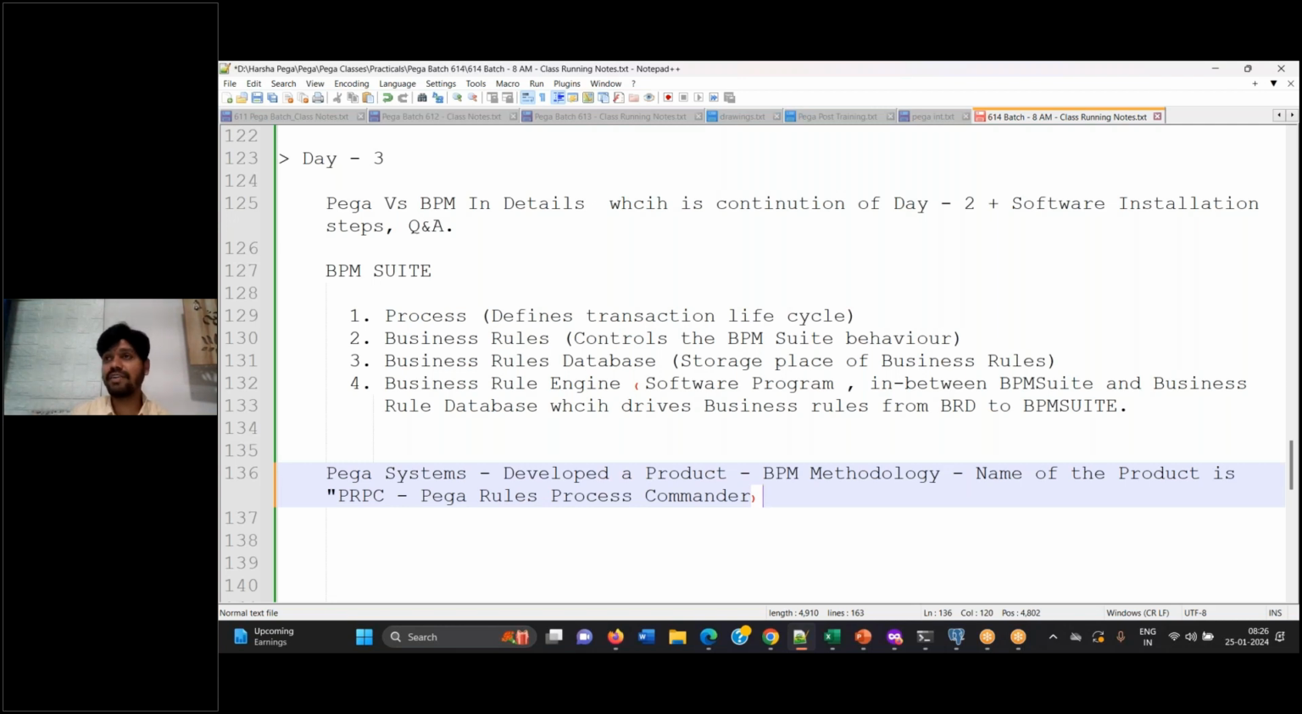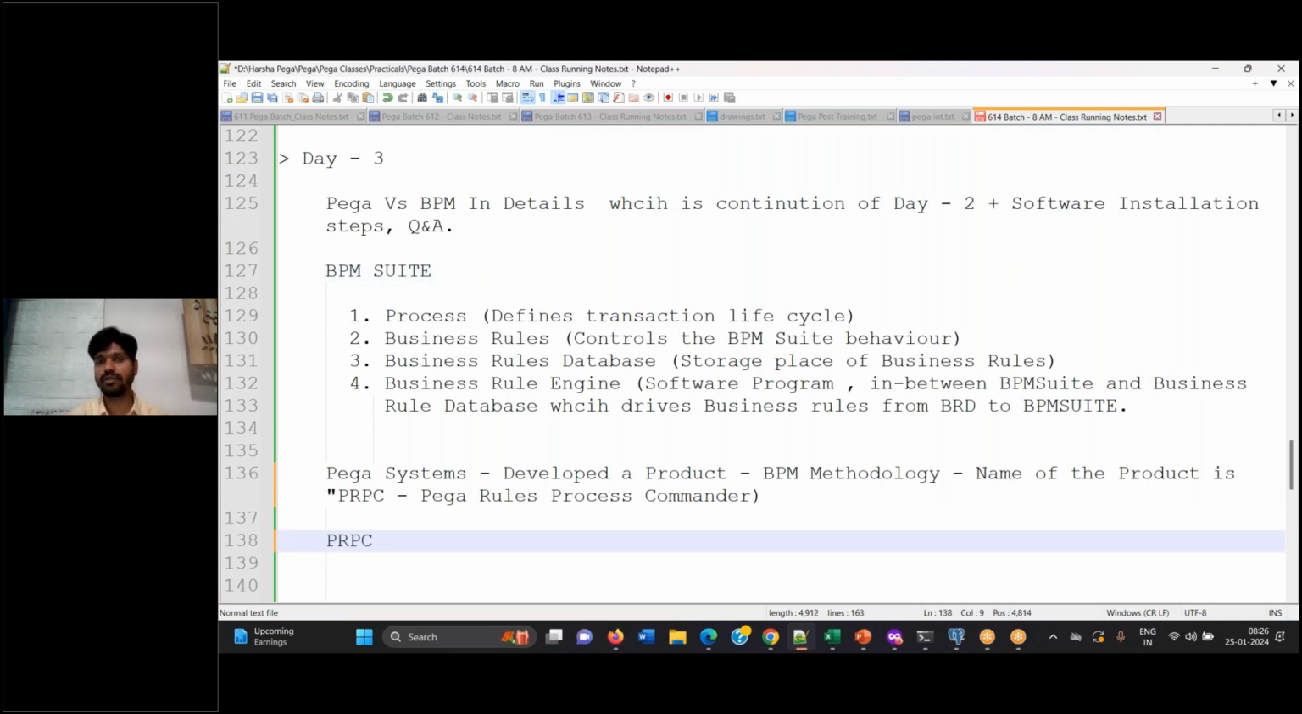Now the tool should have a name, no? In the BPM you gave the name as BPM suite, no? Here also the company should give some name, no? They gave the name as PEGA Rules Process Commander. This is not a simple name that they have given just like that. I'll explain to you. Here, PEGA has developed a product, PEGA Rules Process Commander. So BPM suite is equivalent to PRPC in PEGA, no? This heading is equal to this one here.